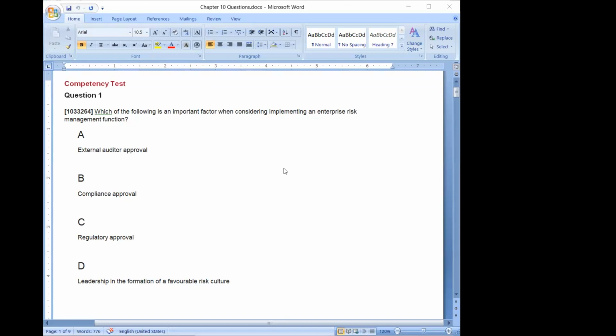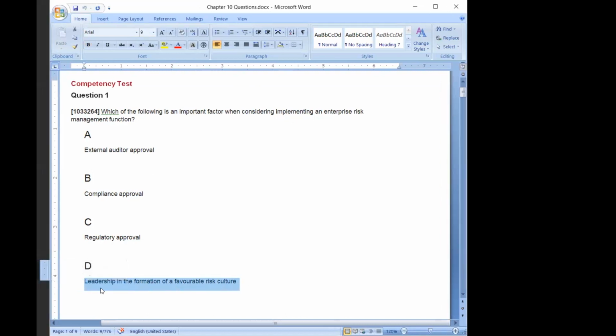Right, let's see the question. Which of the following is an important factor when considering implementing an enterprise risk management function, that firm-wide risk management function? External audit approval, compliance approval, regulatory approval, leadership in the formation of a favorable risk culture. Yeah. So more than anything, right? The leadership in the formation of a favorable risk culture. But if the leadership is not supportive, we will not succeed. So the correct answer therefore is D.